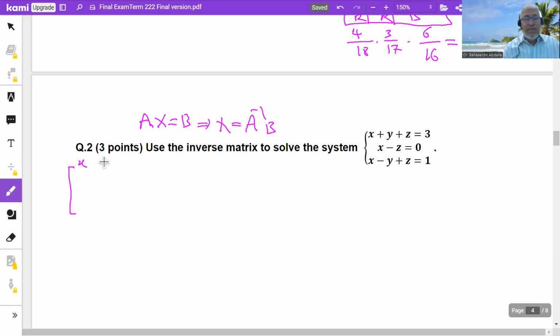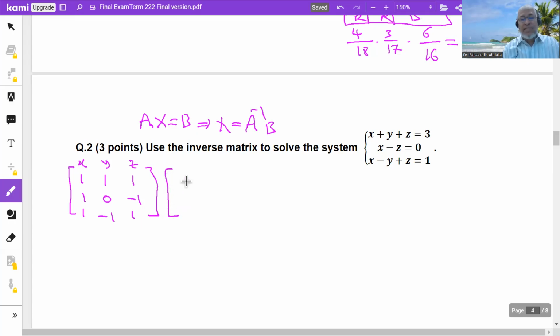So here x, y, z. What are the coefficients of x in the first equation? 1, 1, second equation, third equation. Or you can write it by equation. The first row represents the first equation. So x has coefficient 1, y 1, z 1. In the second equation, x has coefficient 1, there is no y, and z has coefficient -1. Here x is 1, y has coefficient -1, and z is 1. So this is the matrix A.